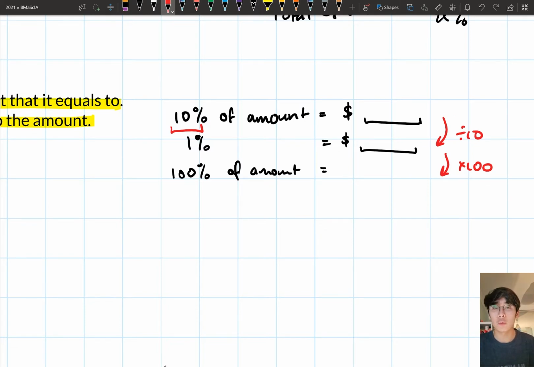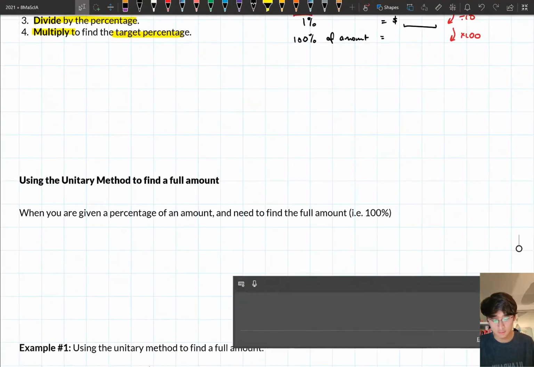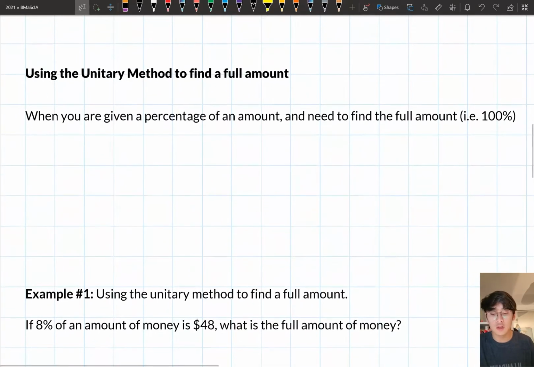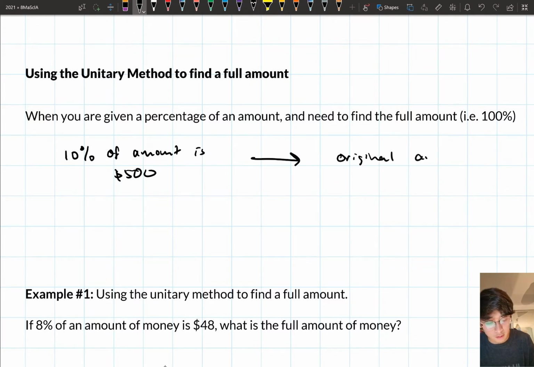So let's have a look at an example where we need to apply this. Using the unitary method to find the full amount. This first set of examples is when you're given a percentage of an amount and you want to find the full amount. So we want to find 100%. So let's say, for example, they tell you that 10% of an amount is $50, and they want you to find the original amount, or the total amount.